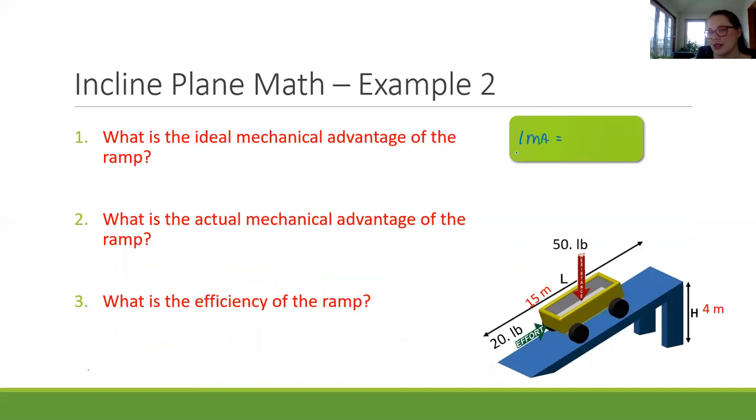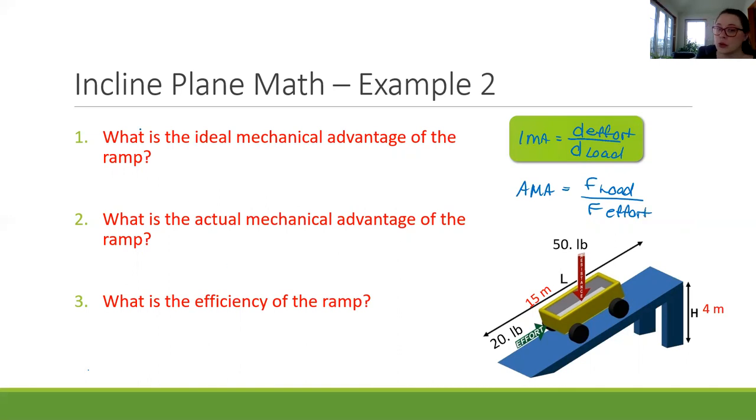IMA is equal to the ideal mechanical advantage, and it uses distance. So distance, now which one goes on top, effort or load? Effort. And then you have load. And then the actual mechanical advantage uses force because it's changed by friction, and it's the force of the load, because it's usually larger, divided by the force of the effort.